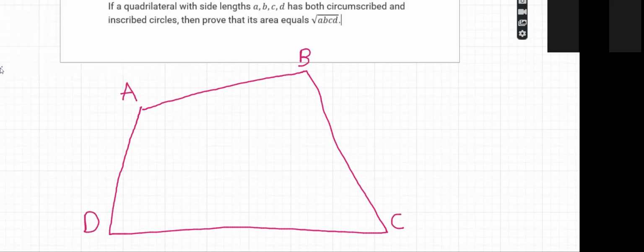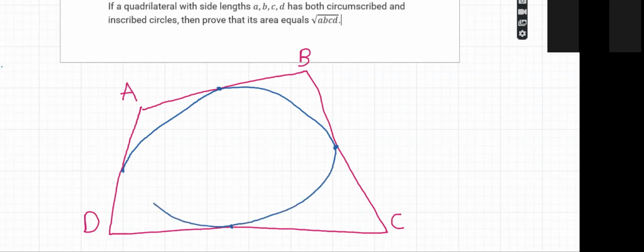Now I'll draw the inscribed circle. So the inscribed circle is tangent to the four sides of the quadrilateral. So this is not the most accurate diagram, but it should suffice for this problem.